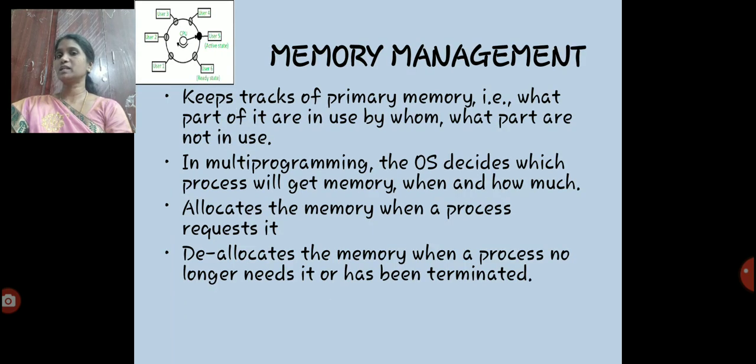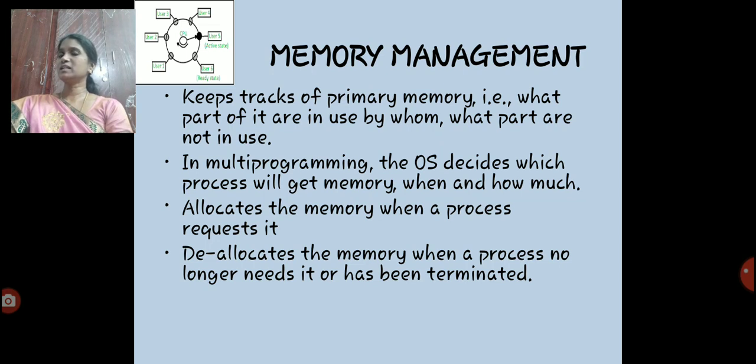First thing is memory management. In memory management, the operating system keeps track of the primary memory, which part is in use, by whom, how long it is registered and which is not in use. All these things are monitored by the operating system. So in a multiprogramming environment, the OS decides which process will get memory, when and also how much. This is the second task of memory management, which is done by the operating system.